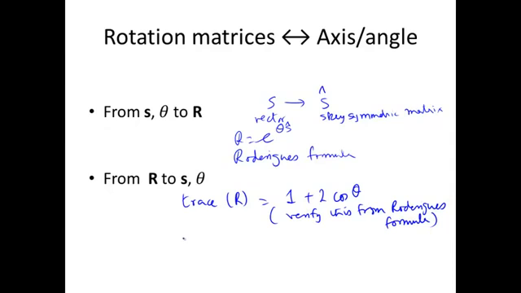What about the axis of rotation? What can we do? Well, here's one observation. Compute the eigenvector of R corresponding to eigenvalue one. Because what's the property of the axis of rotation? When you apply the rotation, the points which lie on the axis do not change. So that's why they must correspond to an eigenvector of eigenvalue 1. So that's one way of doing it.